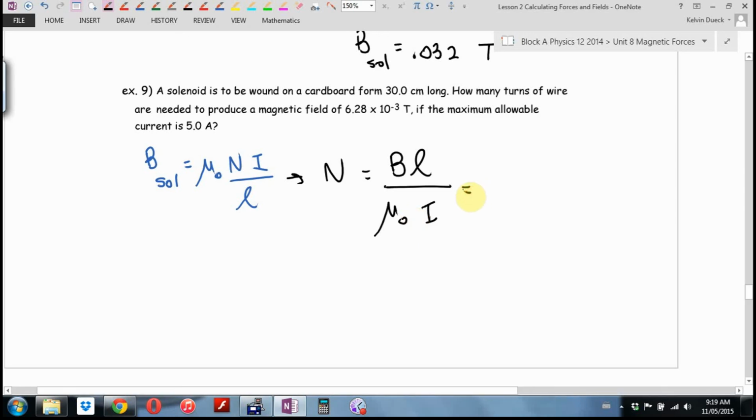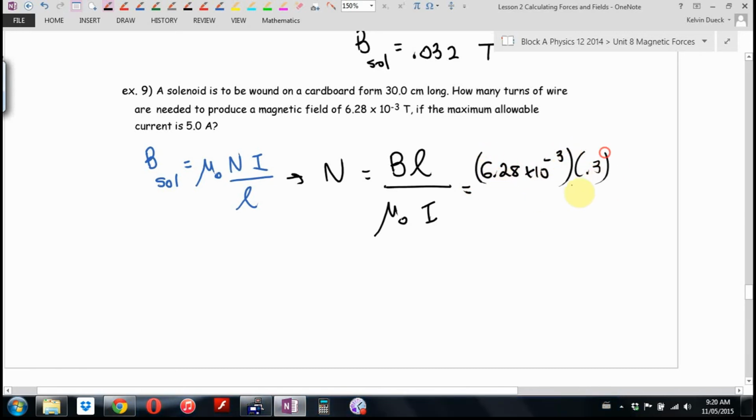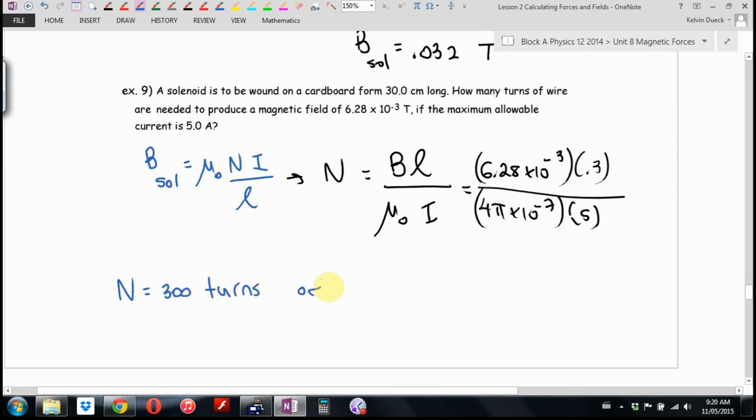It's going to be B, 6.28 times 10 to the negative 3, L, 0.3, over 4 pi times 10 to the negative 7, 5 amps. How many turns of wire would this solenoid need? 300. So N would be 300 turns for 30 centimeters.